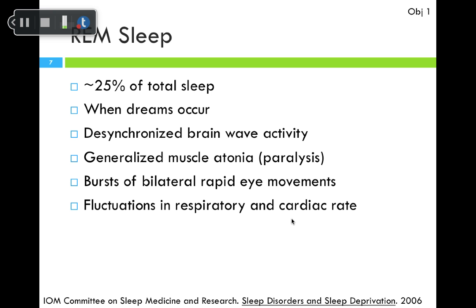are not as consistent. You have generalized muscle atonia, also known as paralysis. So when somebody is in REM sleep, their muscles, their body parts should not be moving because they shouldn't be able to move. You'll have bursts of bilateral rapid eye movement. This is when you look at somebody who is dreaming and you can see their eyes moving underneath their eyelids. And then you'll also have fluctuations in respiratory and cardiac rate.